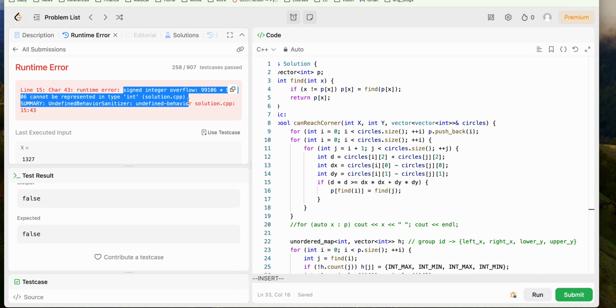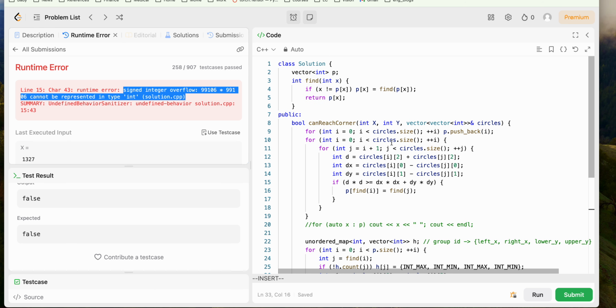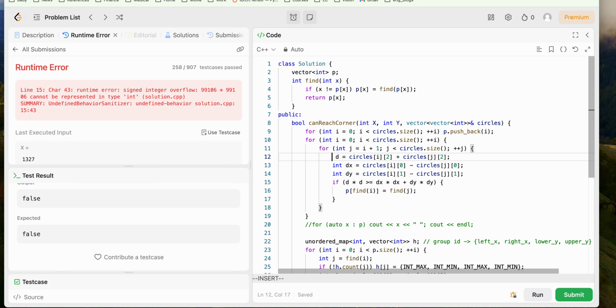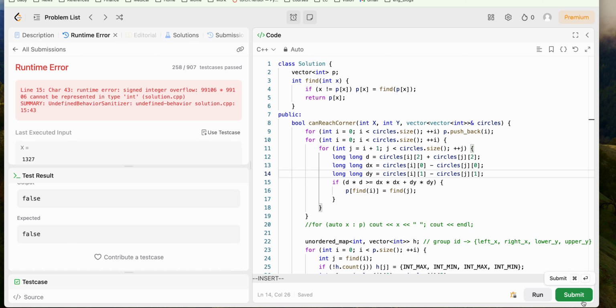Okay, we have this issue, so this means we need to use a long for the d and dx dy. Then this should work.